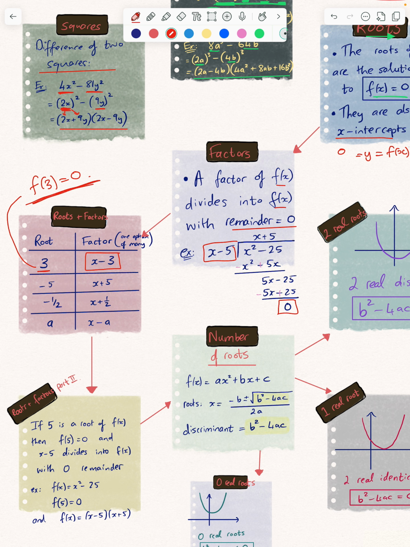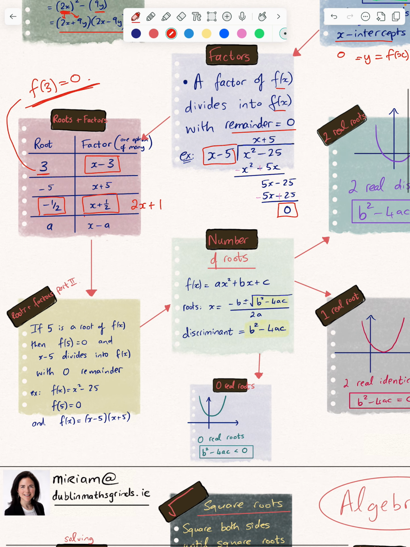And you can see the corresponding roots and factors. If you have a root of minus a half, that means you have a factor of x plus a half, or you could view that as a factor of 2x plus 1. Both of those give rise to a root of minus a half. And here I've just reiterated what I've said. If 5 is a root, then f of 5 is 0. x minus 5 divides into f of x with 0 remainder, i.e. x minus 5 is a factor.